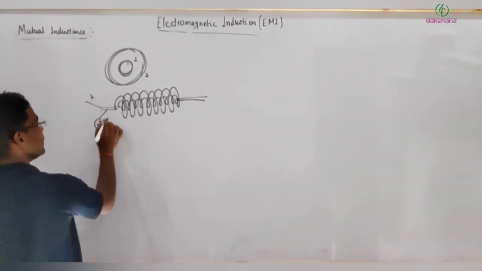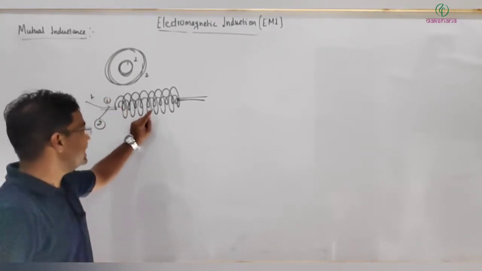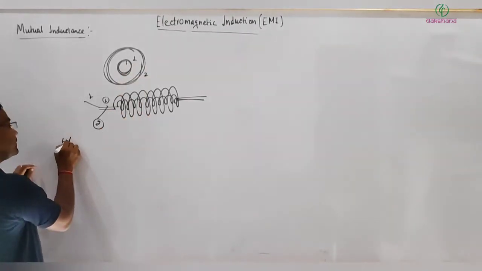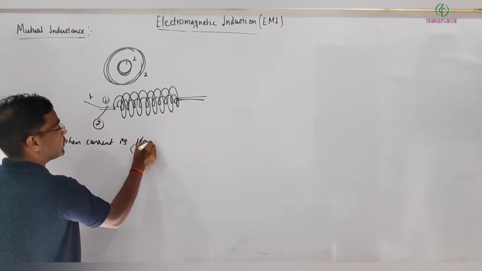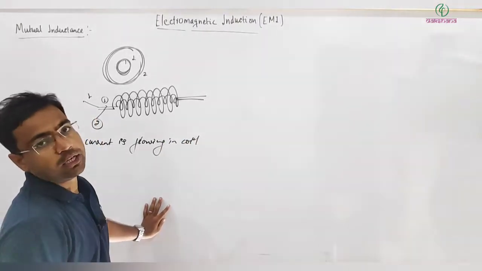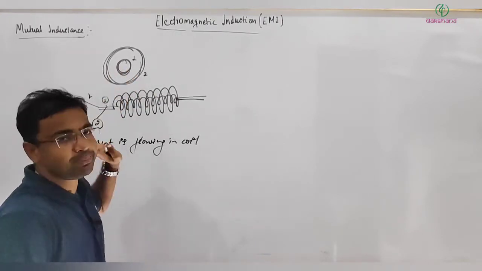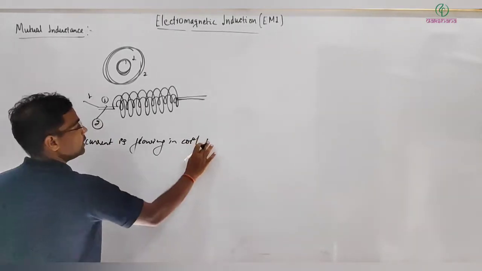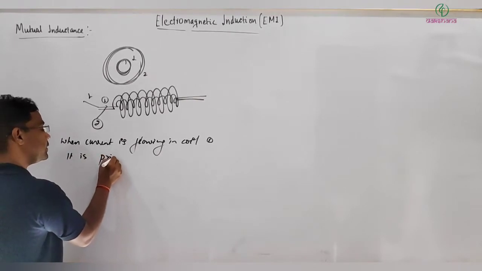Now what is happening here: when current is flowing in coil 1, primarily flux is linked to coil 1. So when current is flowing in coil 1, we are considering the flux in coil 2 due to the current in coil 1. Then coil 1 is considered the primary coil.